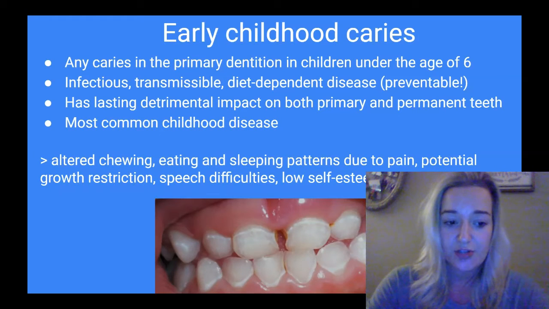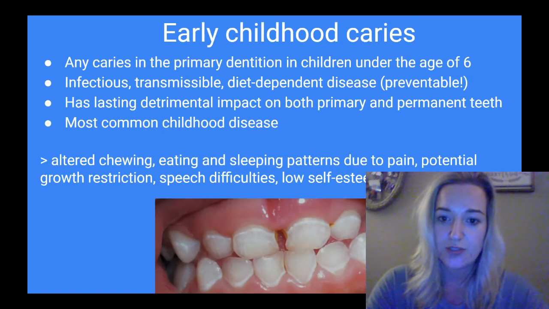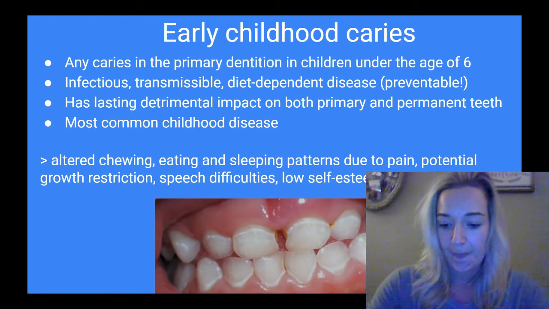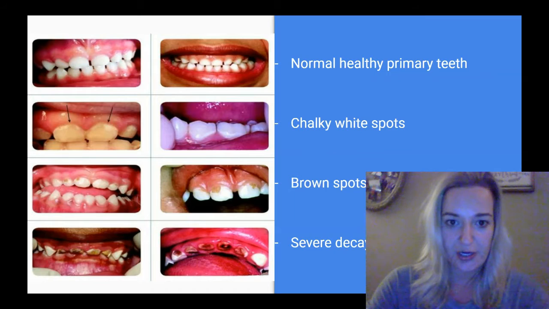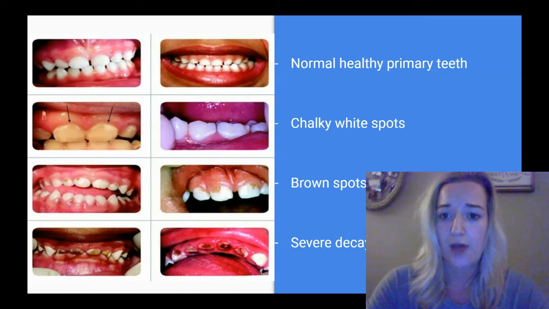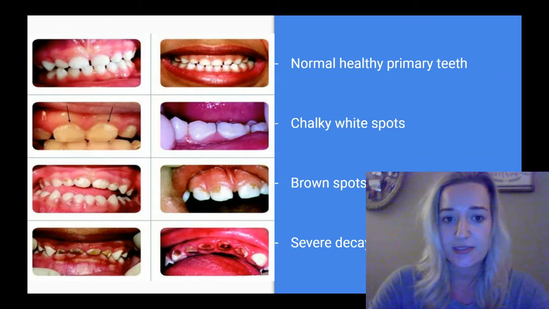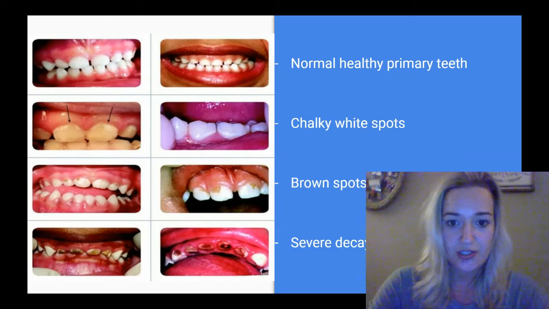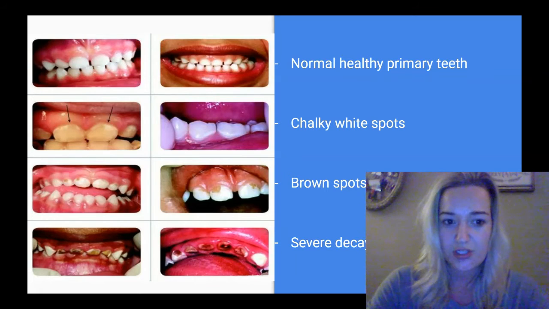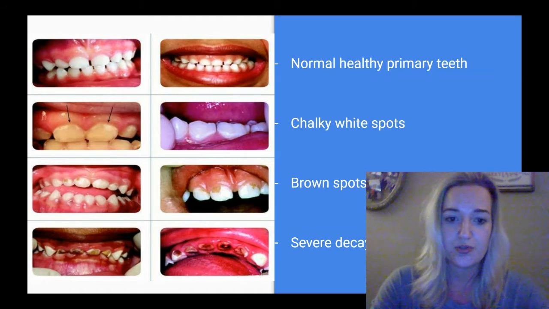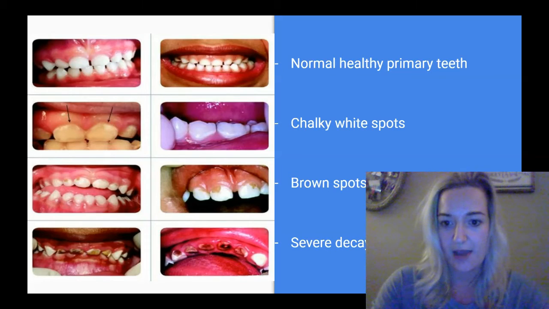ECC can contribute to adverse health effects, including altered chewing, eating and sleeping patterns due to pain, potential growth restrictions, speech difficulties, low self-esteem, and poor bite. As you see in the picture here, the top picture is pretty normal, healthy primary teeth. They're nice and white, which is what we like to see. The second picture shows some chalky white spots, which is the start of cavities. The third picture shows some brown spots on the teeth. And the bottom ones show pretty severe decay and cavities.